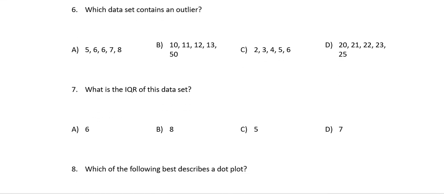Which data set contains an outlier? So remember, an outlier is just a data value that's not consistent with the rest. So you just have a look. A: 5, 6, 6, 7, 8. That's pretty consistent, so that's out. B: 10, 11, 12, 13, 50. So that could be, but you don't want to count the rest out, so you have to double check the rest. 2, 3, 4, 5, 6. No. 20, 21, 22, 23, 25. So yeah, that's a no. Even though the jump between 23 and 25 is double what the rest of the data is, it's not that significant of a jump. So that means your answer is B.